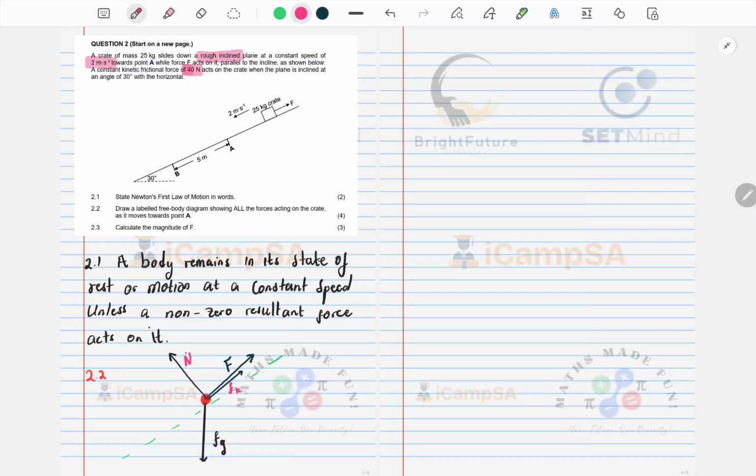All right. You can also calculate this in terms of components, or you can leave it like this. You're still going to get the full marks.